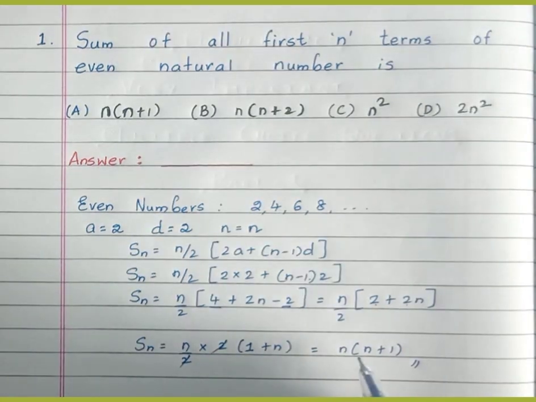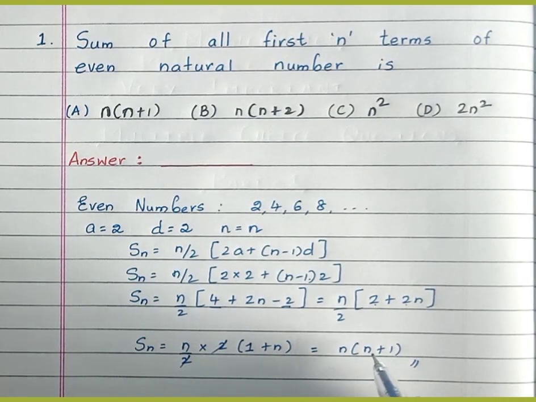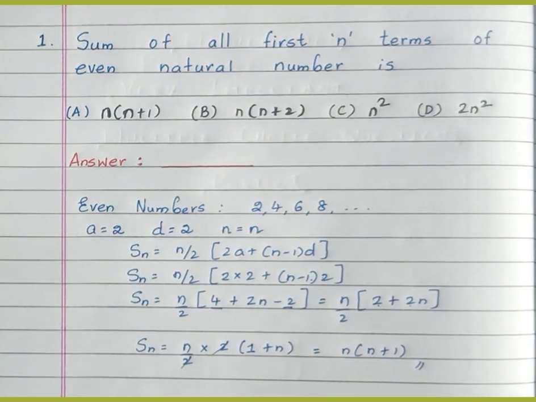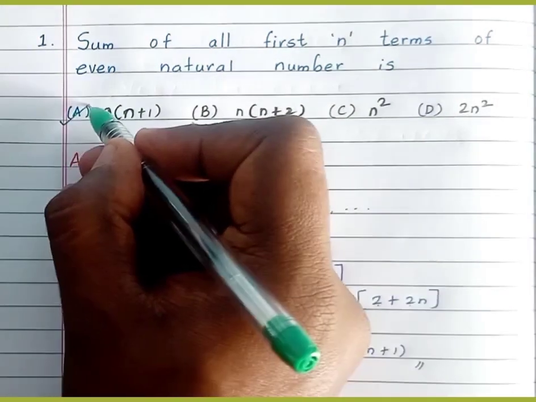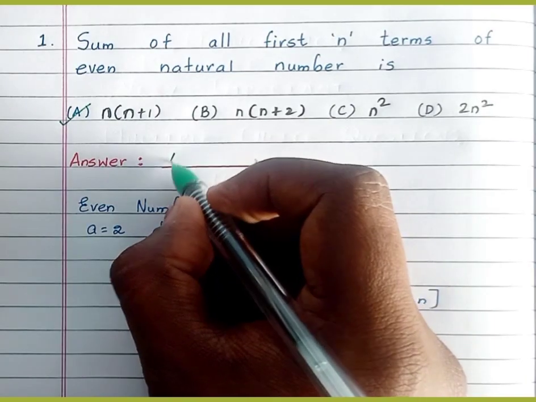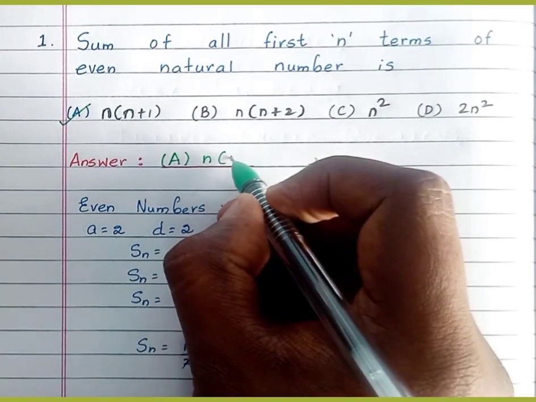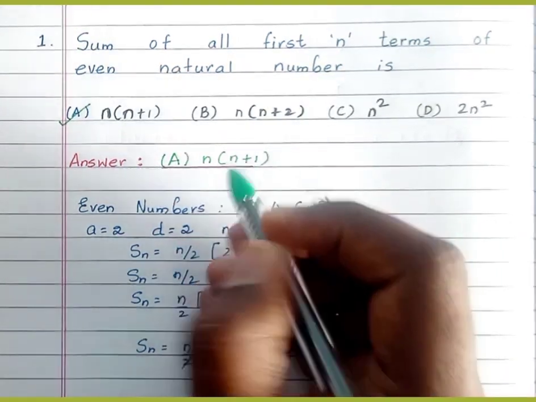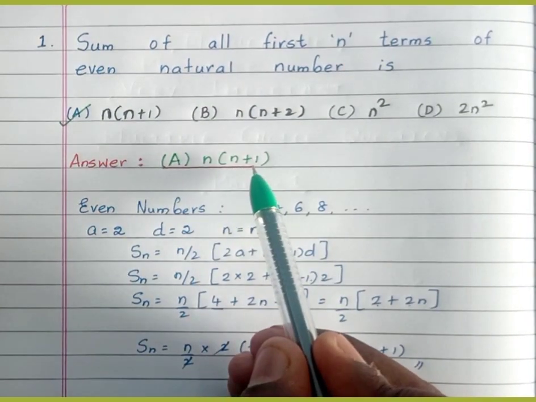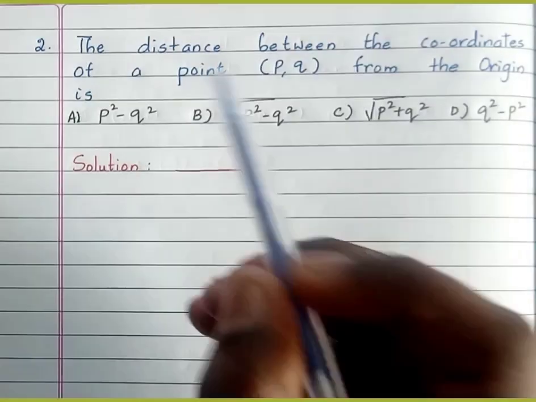Therefore, option A is correct. The answer for the first multiple choice question is option A. Now when you are writing in the exam, always write the answer with the option. That is option A, n into n plus 1.